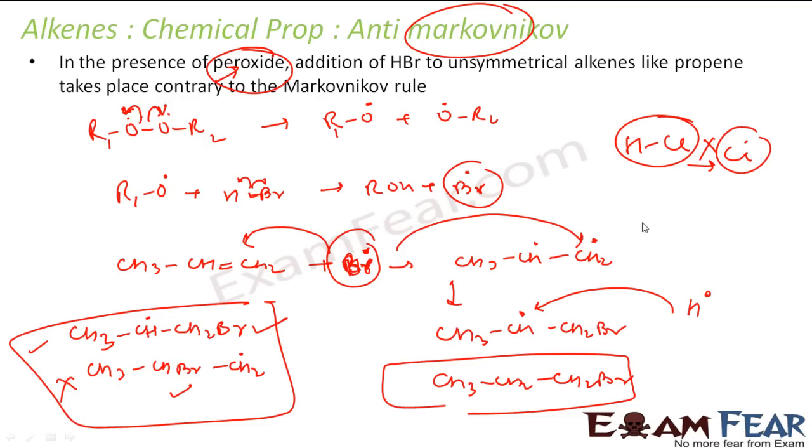In the case of HI, the I free radical is formed, but it is very weak. It is not reactive at all, so they don't attack alkenes. Instead of attacking alkenes, they combine with each other. So I dot and I dot will combine to form I2. That's what they do. They don't react with alkenes. The I free radical is formed but not strong, so they combine together and form I2. But in the case of HBr, the Br radical is formed and is reactive enough to attack the alkene.